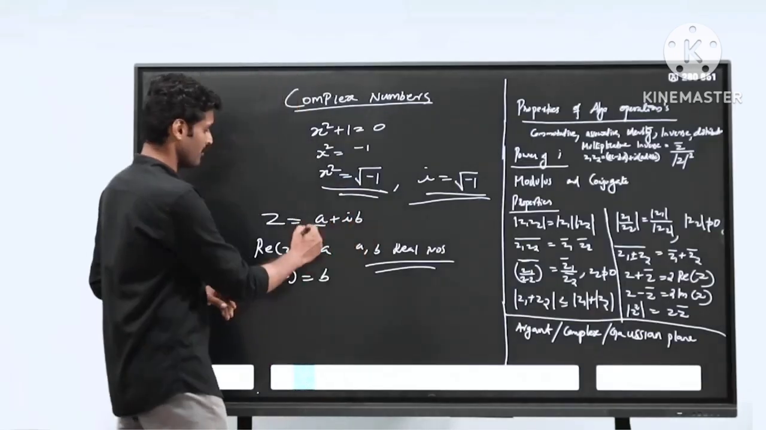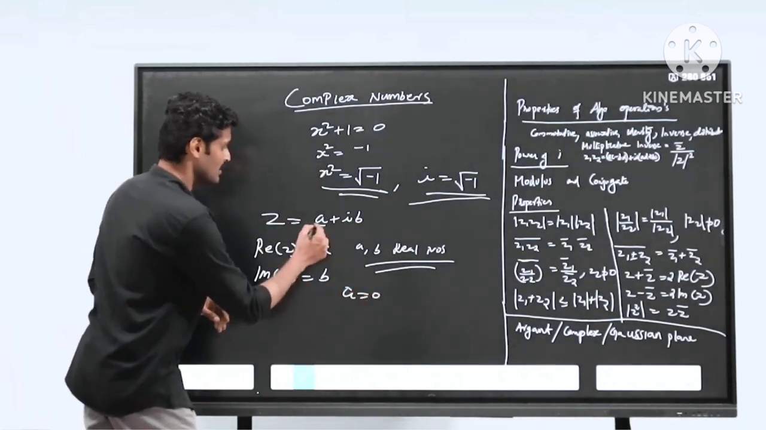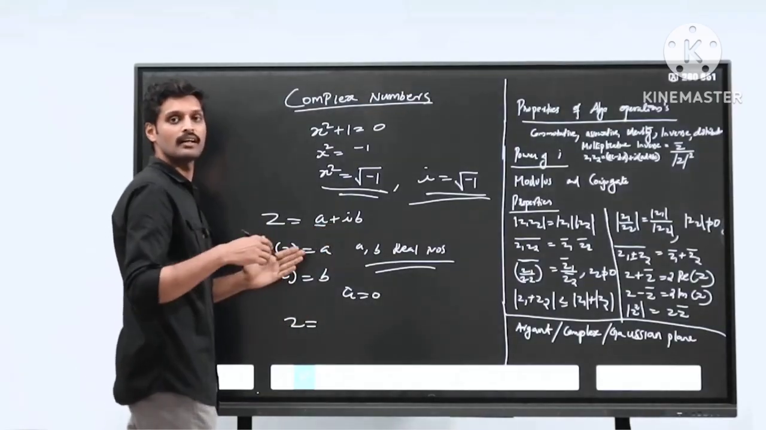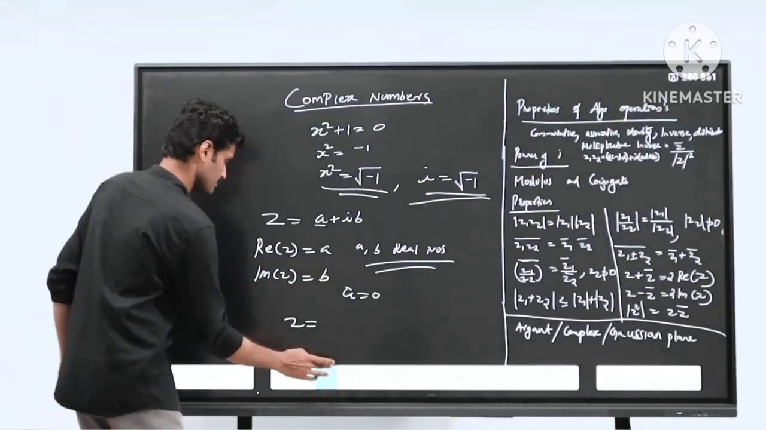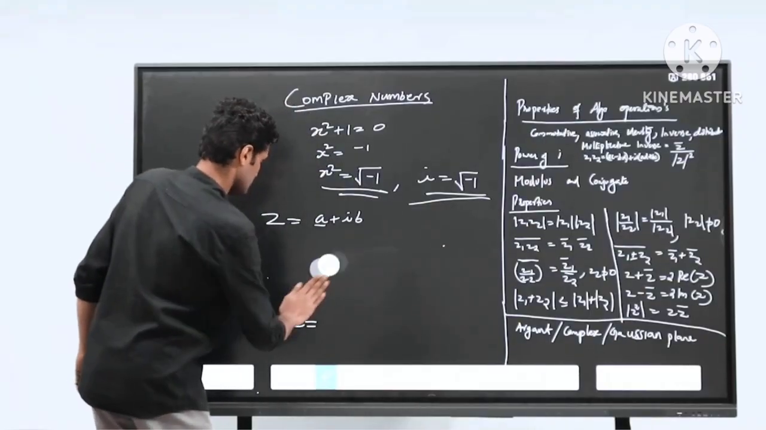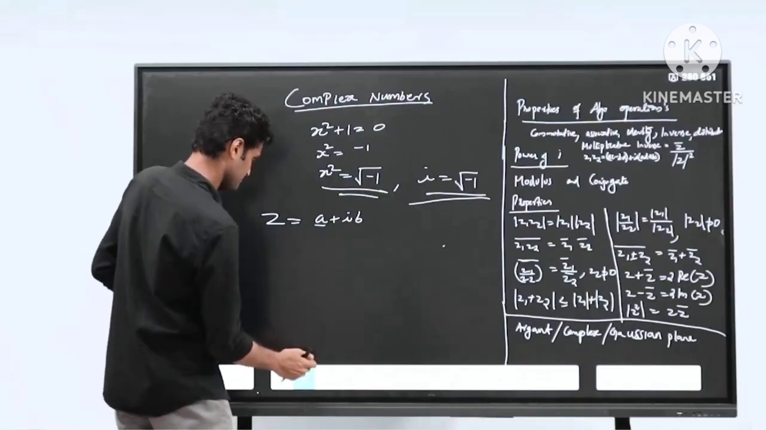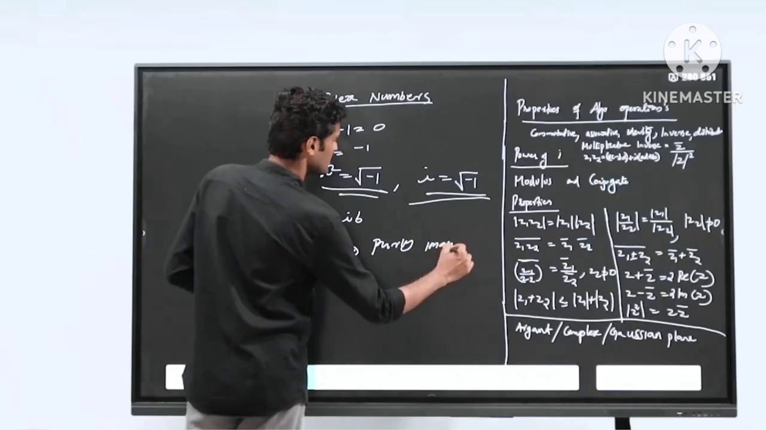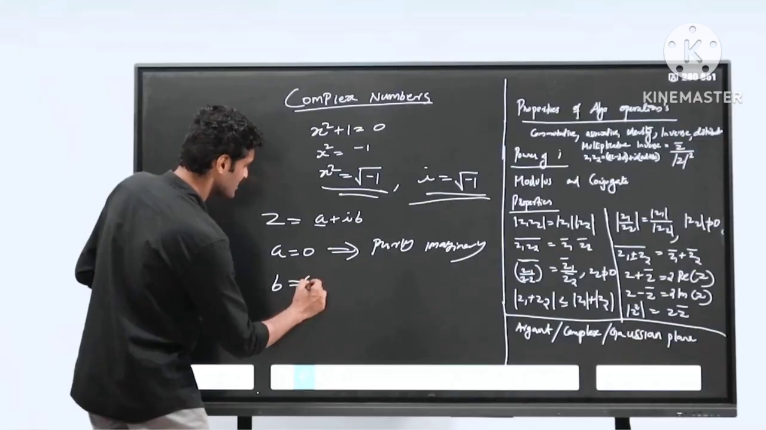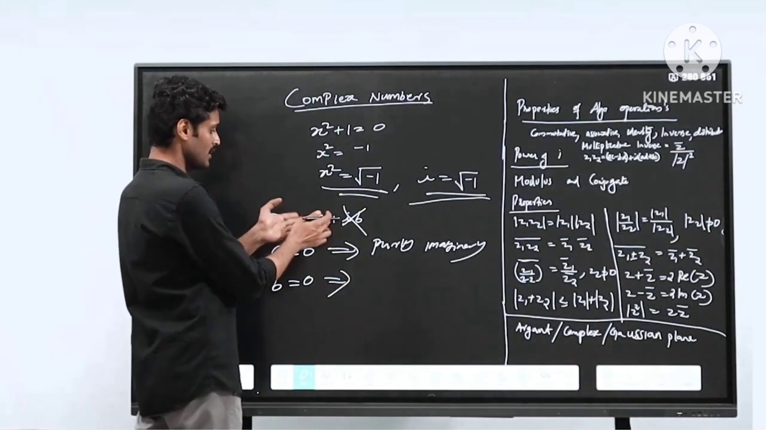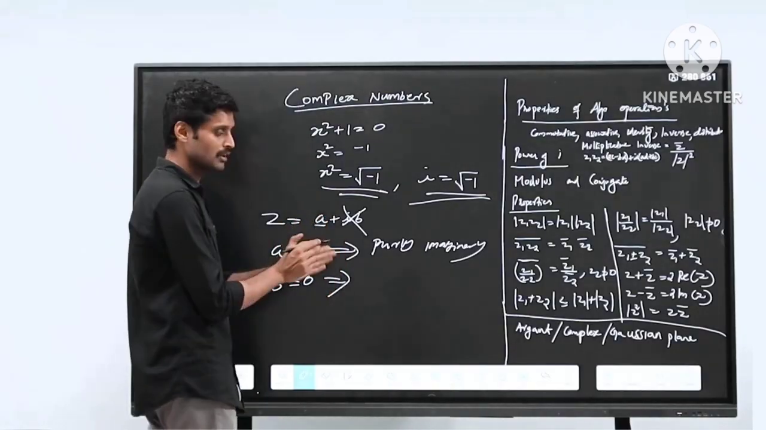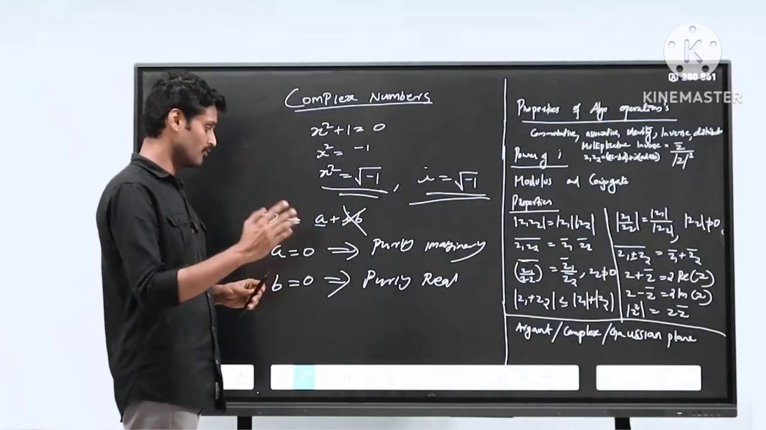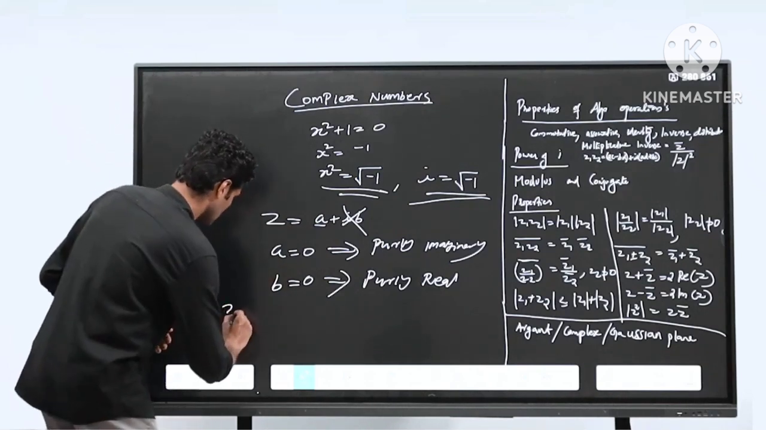Okay, so that's it. And if a is 0, that means this complex number doesn't have the real part. So such a complex number is known as purely imaginary. If b is 0, this part will not exist, that is, only the real part will exist. This kind of complex number is known as purely real.